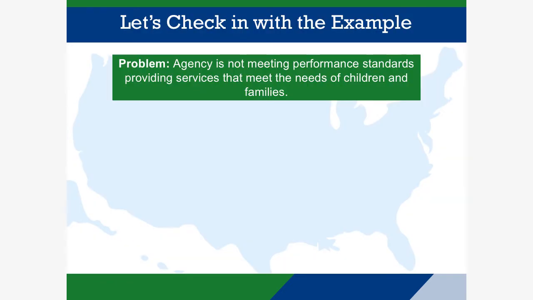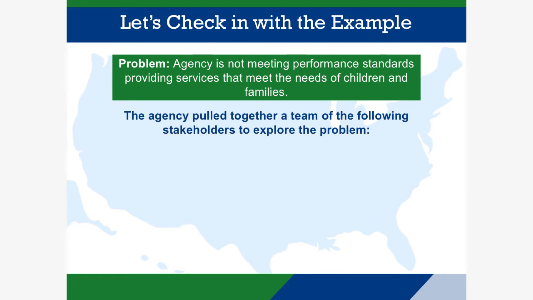In the brief, we're introduced to a state who is beginning the process of problem exploration. Let's imagine that our state had implemented a family engagement program in the previous round of reviews. Through the review process, a problem has been identified that suggests the agency is not meeting performance standards in providing services to children and families that meet their needs. To better understand this problem, the agency has pulled together a team of staff and stakeholders to determine how the problem is impacting the community, how they want to change it, and to document their desired outcome.